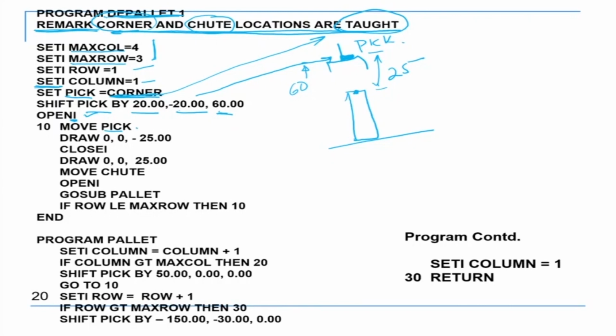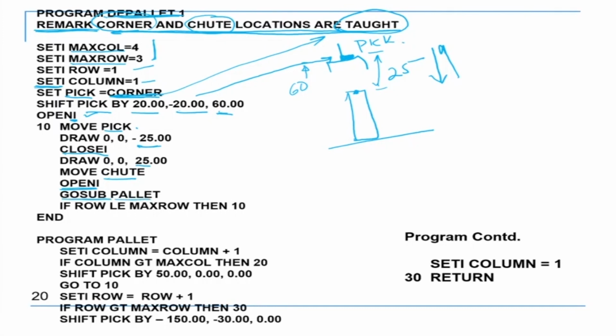Now it has gone on top of the object. Then we say draw 0 0 minus 25. Minus 25 means go down, so it will come to minus 25. Then close I, and it captures the object. Then you draw 0 0 plus 25, so you go up. Then you move to cute, and once you go to the cute, you open I and drop the part.